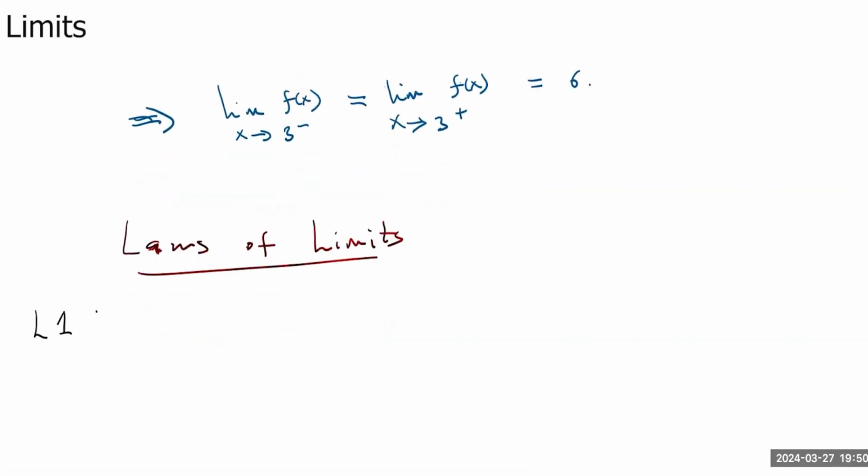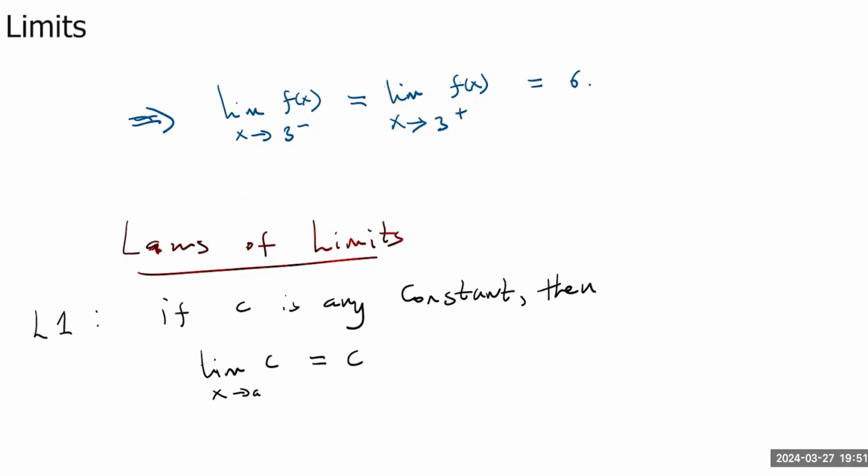The first rule is the constant rule. We claim that if C is any constant, then the limit of that constant as x approaches a is C. This is a very interesting principle or law, so I want us to have it in mind because we'll be using them to solve problems.